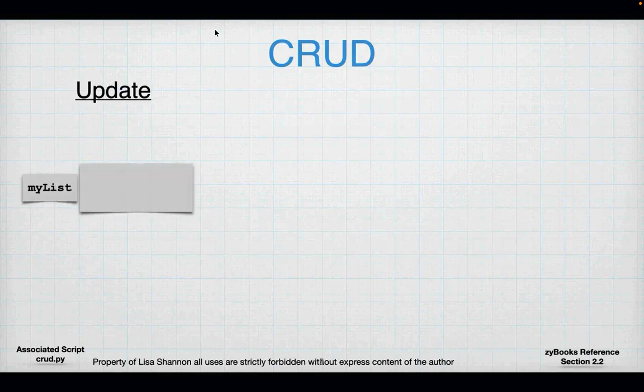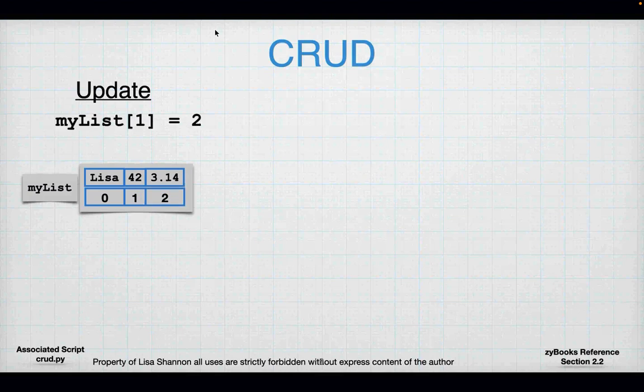Update. So I have my list. We saw how to create it on the last screen. Now I want to change it, okay? I don't want the first element to be 42 anymore. I want it to be 25. So what I do is I simply put my list, open square bracket, the index number I want to change, close square bracket, equal 25.